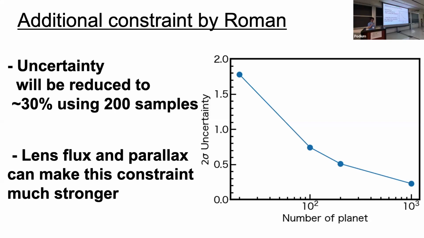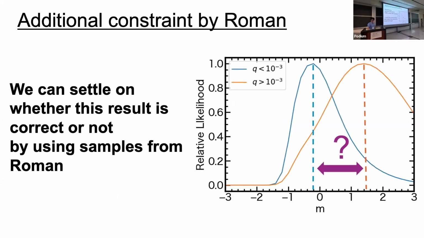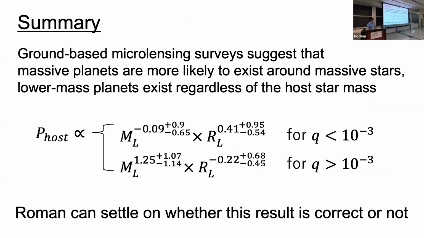But in this mock simulation, we only use t_E and mu_rel, but Roman can measure lens flux or microlensing parallax in a majority of the cases. So by adding these constraints of the lens flux and parallax, we can make a much stronger constraint. So we can settle on whether this interesting result is correct or not by using the Roman sample. This is the final result.